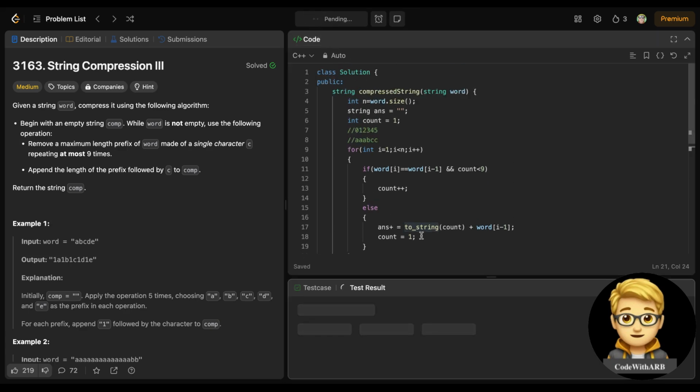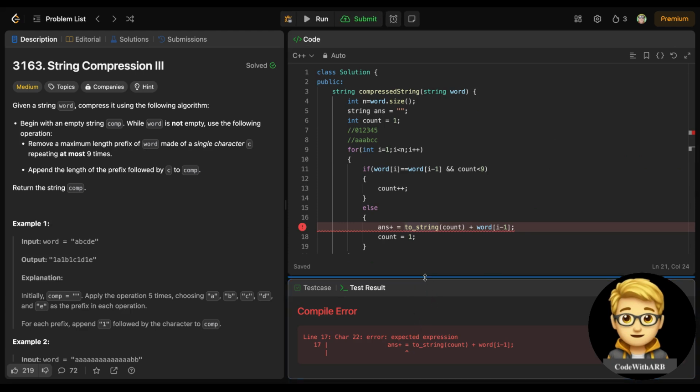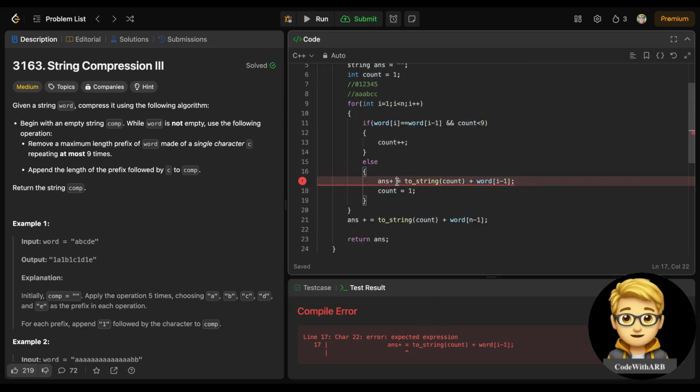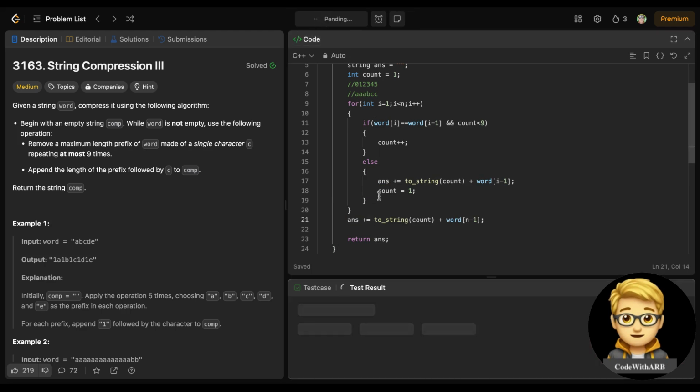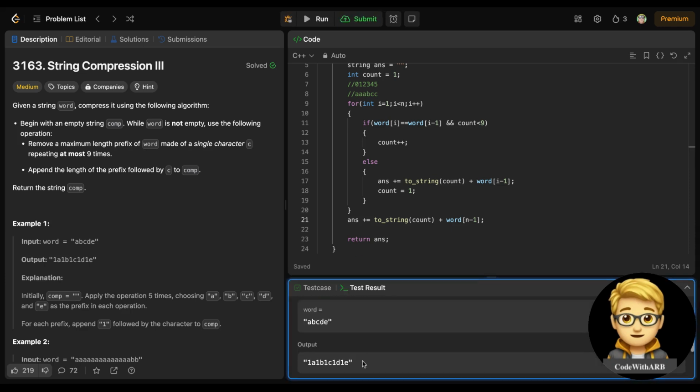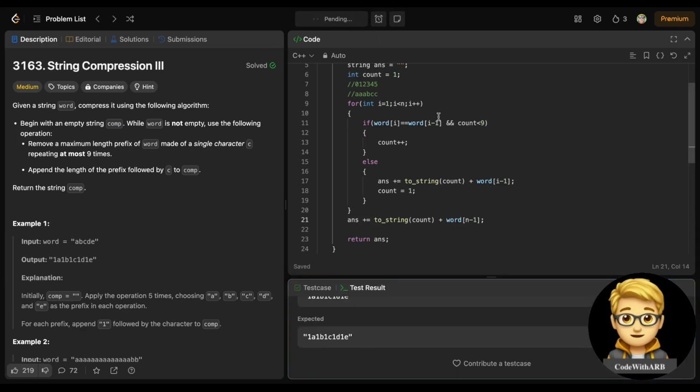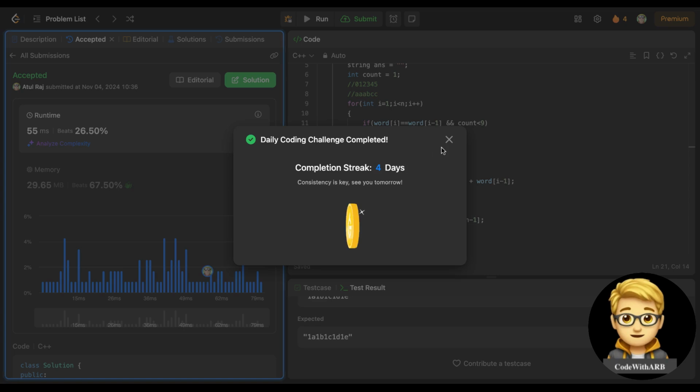Let's just run this and see if we have made any compilation error. Yes, we have made one. This plus and this equals to, we have a space in between, which is wrong, right? So this needs to be written like this. Same goes for here, and this will work fine. Let's see this. Yeah, we have passed all the sample test cases. Let's submit it. Yeah, we have passed all the test cases.